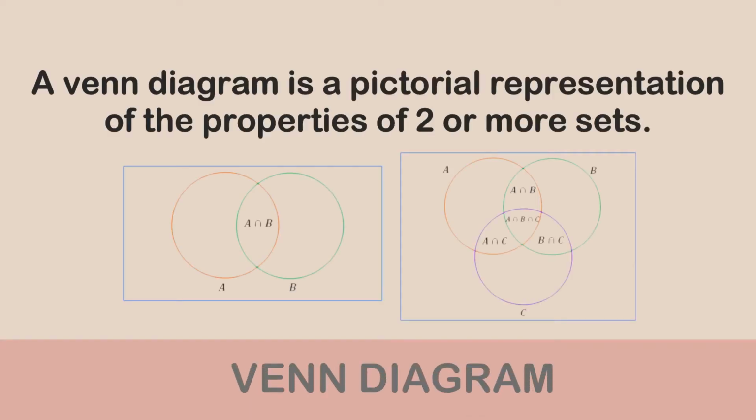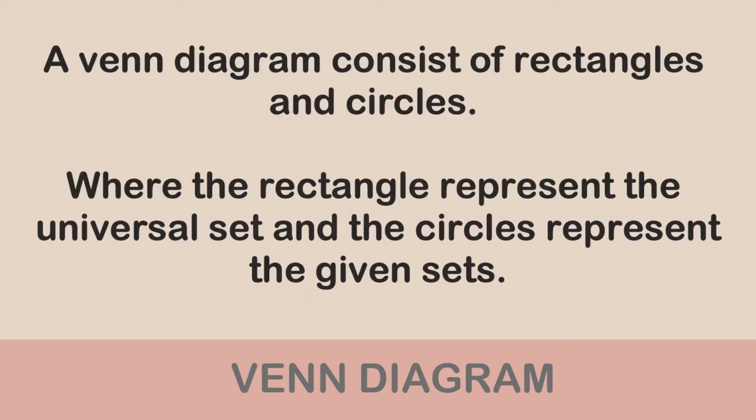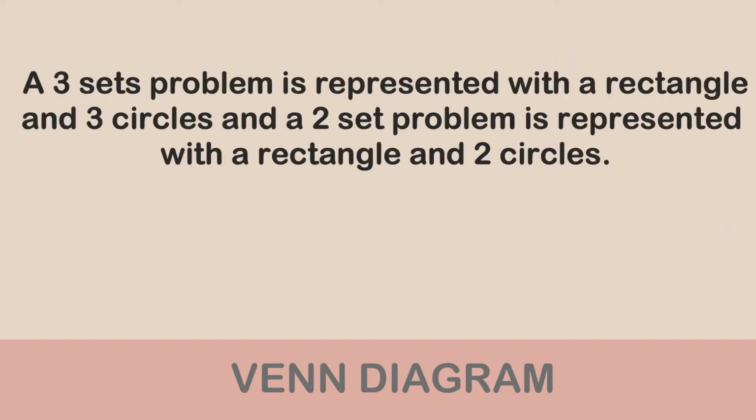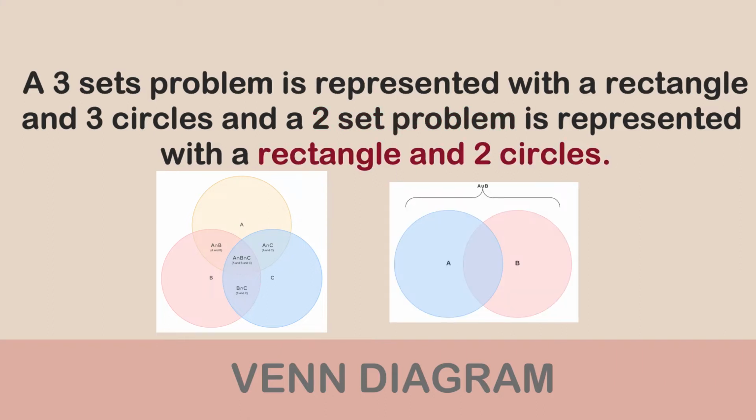And from the basic perspective, the Venn diagram is a diagrammatic representation that we use to represent the properties of sets. A Venn diagram consists of rectangles and circles, where the rectangle represents the universal set and the circles represent the given sets. So let's take, for example, a situation where we have three sets. That simply means we are going to be having just one rectangle and three circles. And if we have a situation of us talking about just two sets, we have just a single rectangle and two circles.